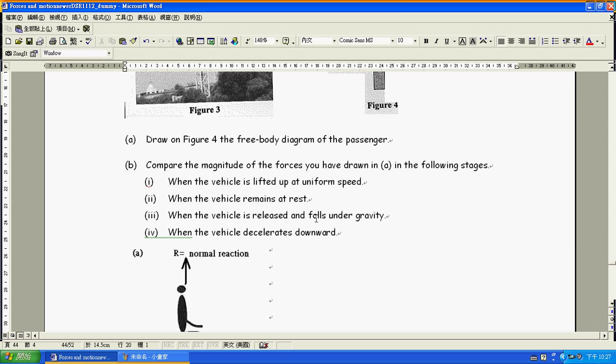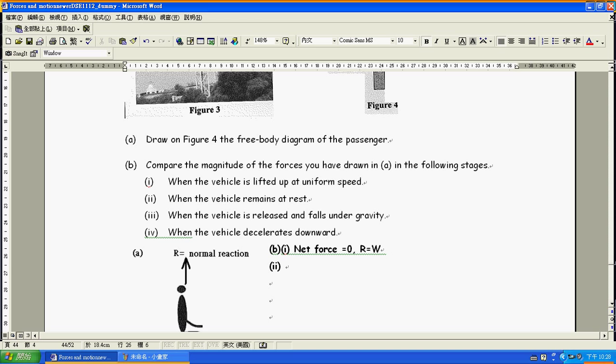Now in part B, we are required to compare the magnitude of the forces you have drawn in A in the following stages. Okay, let's look at it one by one. So this is B1. When the vehicle is lifted up at uniform speed, so net force is 0. Hence we have R equals W.